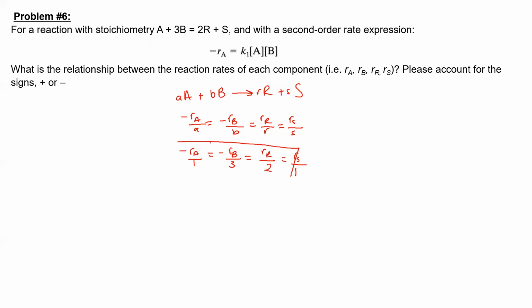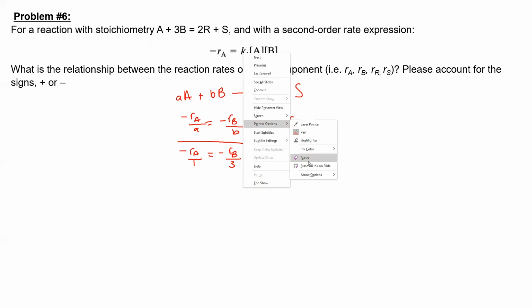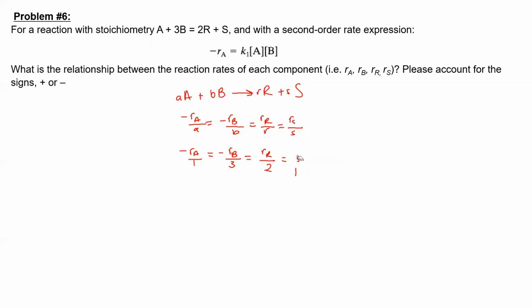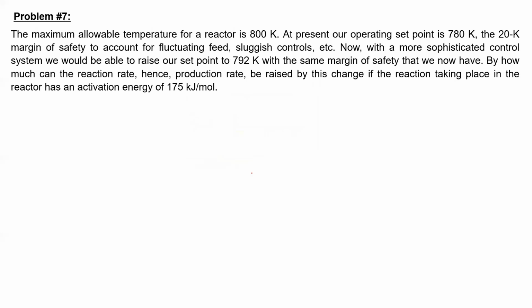the four components. Okay, RS over 1. Okay, this is the relationship between the four components. Good. Let's move on to the next one.